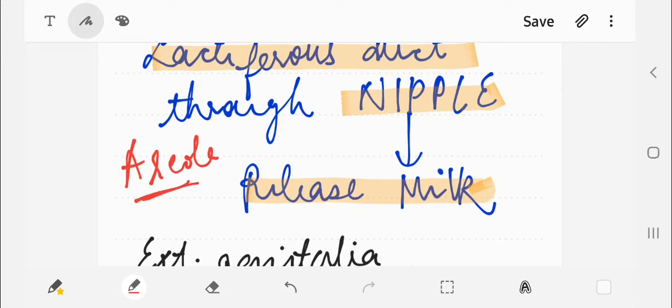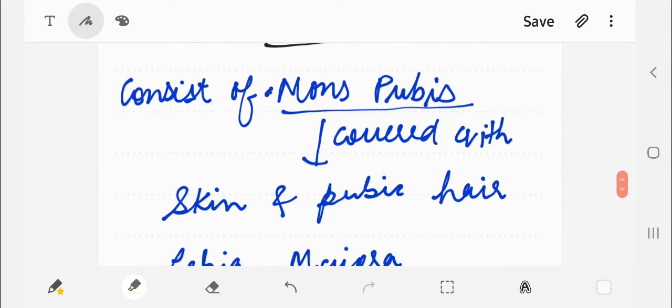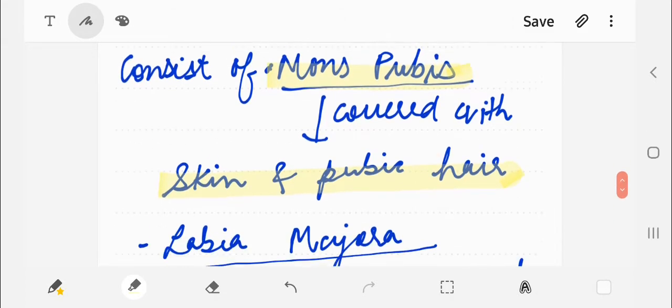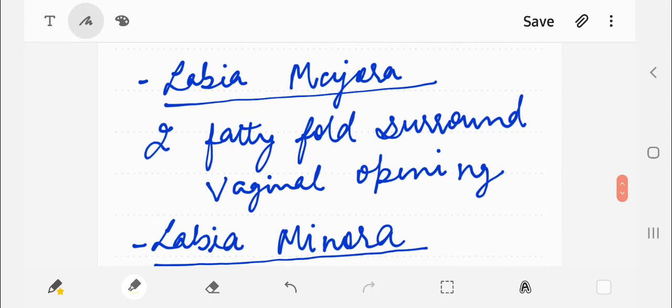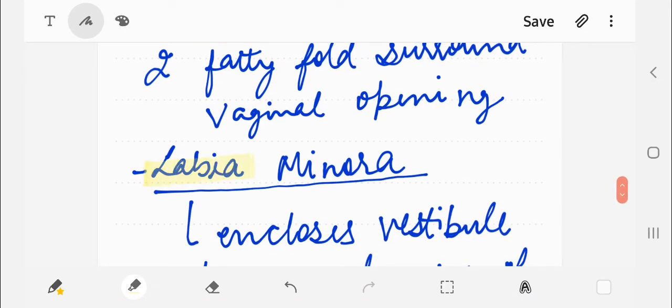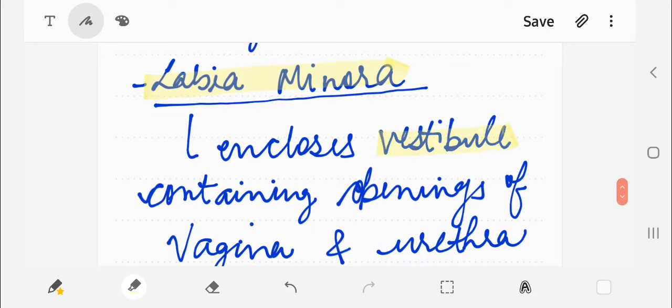The next is our external genitalia, that is the vulva, and it consists of the mons pubis, which is covered with skin and pubic hair. Inside this there are lip-like structures, folds of skin or fatty folds surrounding the vaginal opening, called the labia majora. Inner to that we again have skin folds known as the labia minora, which enclose the vestibule containing the openings of the vagina and urethra.